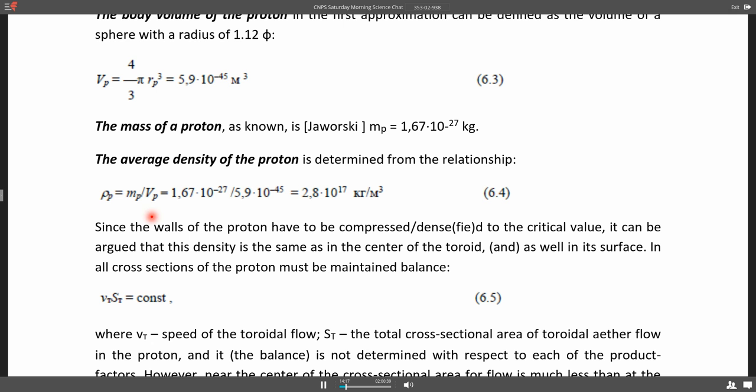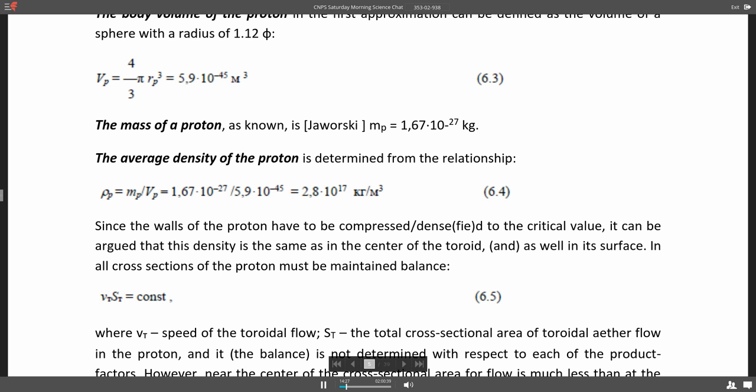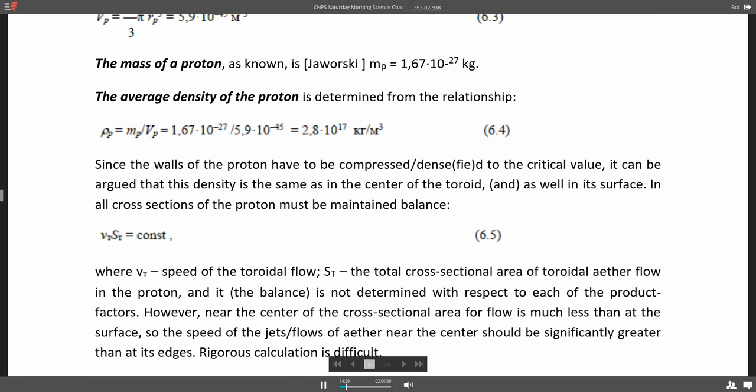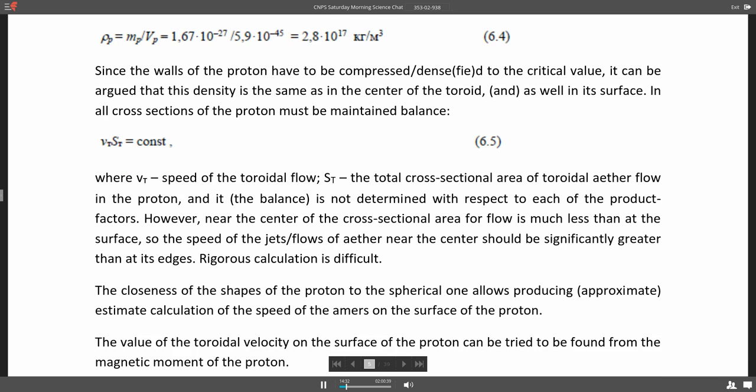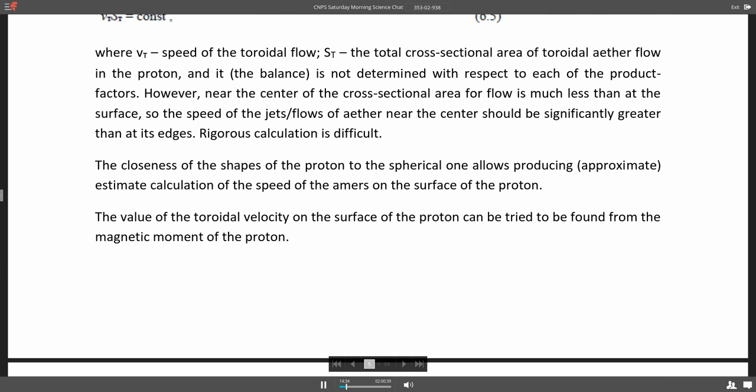So here is the volume of the proton. Here is the density of the proton. Right? What's the density? Yes. So all the parameters are here. One can compare, maybe based on his insights and knowledge and so on.